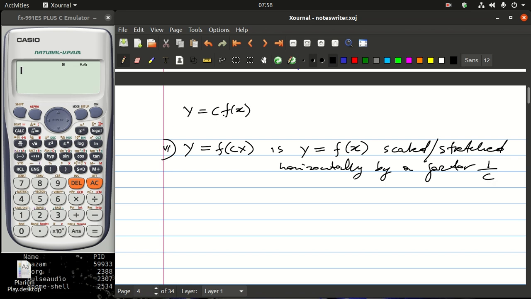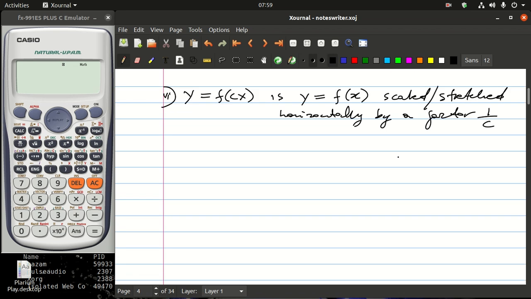This one here was scaled vertically, or stretched vertically, by a factor c. This one is stretched, or scaled, horizontally by a factor 1 over c. In other words, this one is shrunk by a factor c, this one is stretched by a factor c, and this one is shrunk horizontally by a factor c. So those are the differences that I want you to take a look at.